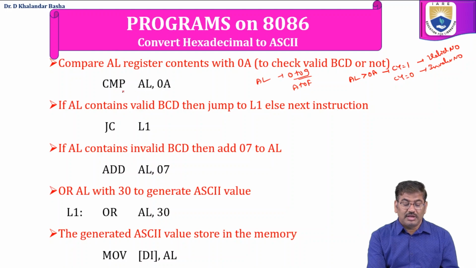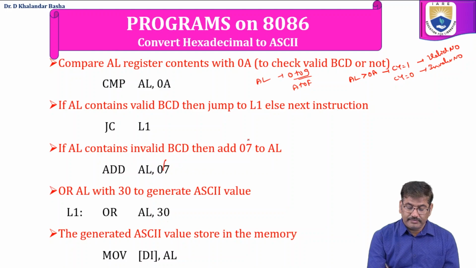So CMP AL, 0AH, then JC L1, which checks the carry flag. After comparing AL with 0AH, if any carry is generated, then we skip to L1, where we are doing the conversion of the BCD number into ASCII. Suppose this number is an invalid number, then we are going to add 07 to AL for converting into valid BCD.